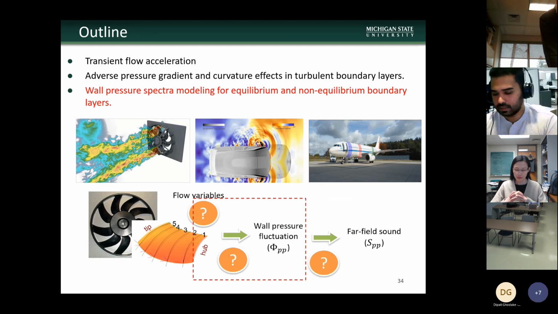Now, the final part of my thesis was focused on understanding the effects of these non-equilibrium flow physics on wall pressure statistics, and then modeling it for equilibrium and non-equilibrium turbulent boundary layers.